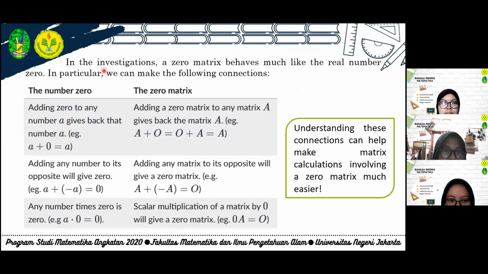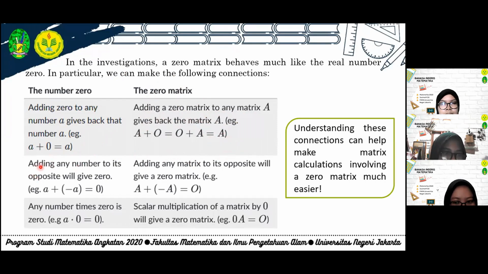In this investigation, a zero matrix behaves much like the real number 0. In particular, we can make the following connection. Adding 0 to any number gives back that number A. For example, A plus 0 equals A. While with the zero matrix, adding a zero matrix to any matrix A gives back the matrix A. For example, A plus O equals O plus A equals A.